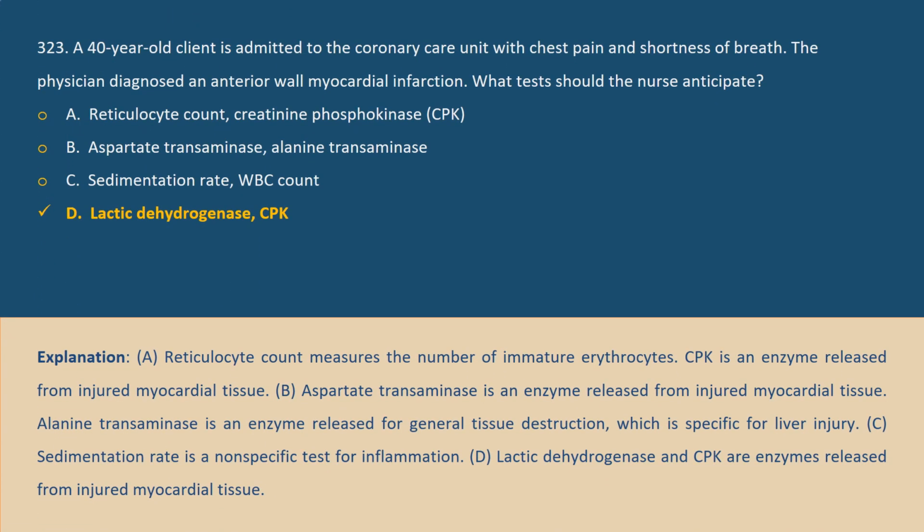Answer D. Explanation. A. Reticulocyte count measures the number of immature erythrocytes. CPK is an enzyme released from injured myocardial tissue. B. Aspartate transaminase is an enzyme released from injured myocardial tissue. Alanine transaminase is an enzyme released for general tissue destruction, which is specific for a liver injury. C. Sedimentation rate is a non-specific test for inflammation. D. Lactic dehydrogenase and CPK are enzymes released from injured myocardial tissue.